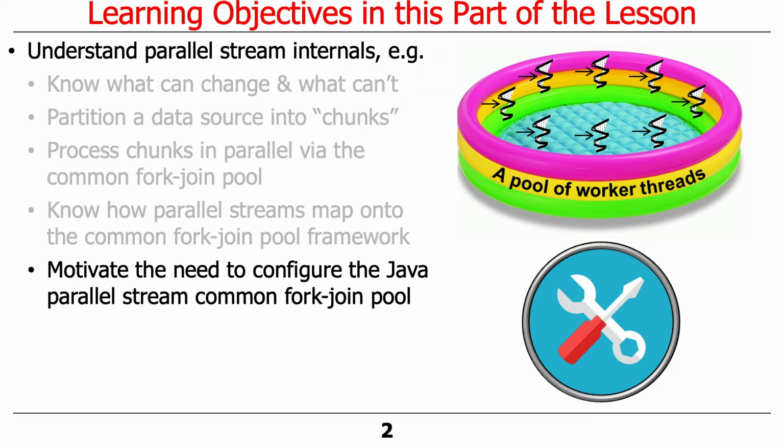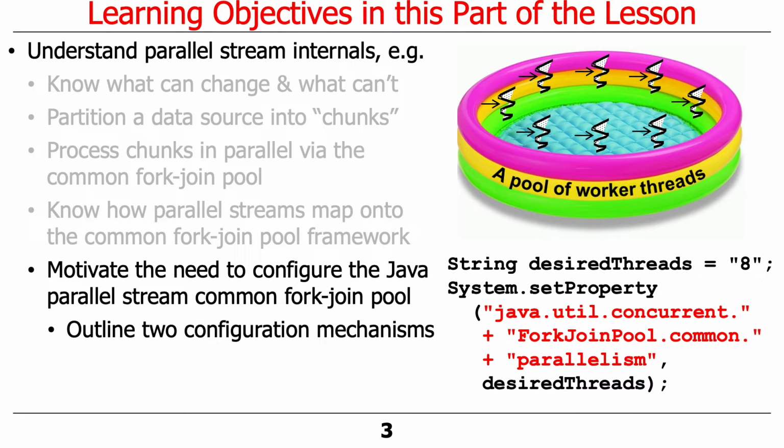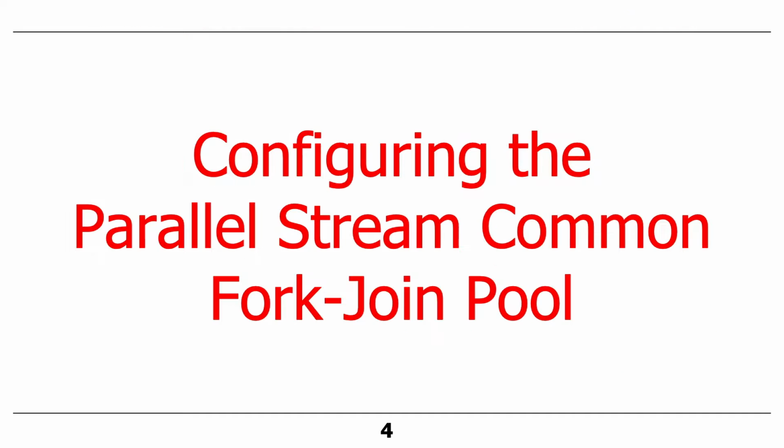So first, we're going to talk about why we need to configure the Java parallel streams common fork join pool. What's the reason we need to do this in the first place? And then we'll talk about two different ways to do this.